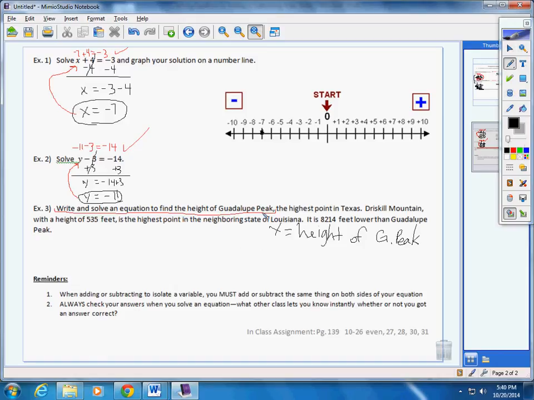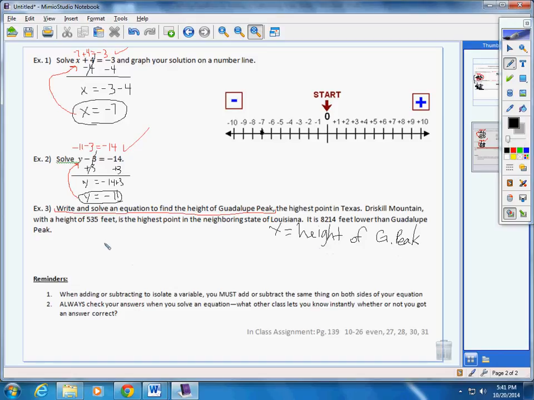That means we don't know the height of Guadalupe Peak. Anytime you're looking for something, you have an unknown number. That is always going to be represented using a variable. I don't care what letter you use for your variable. I'm going to use x. I'm saying, let's let x equal the height of Guadalupe Peak, since we don't know the height of Guadalupe Peak. Now, let's use what else we do know to write an equation that we can eventually solve and figure out the height of the peak.